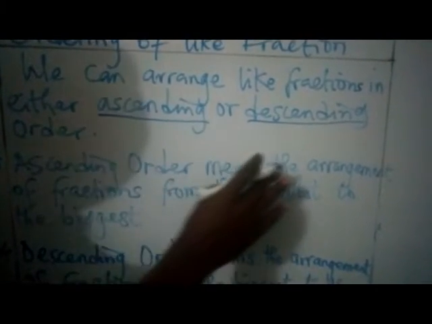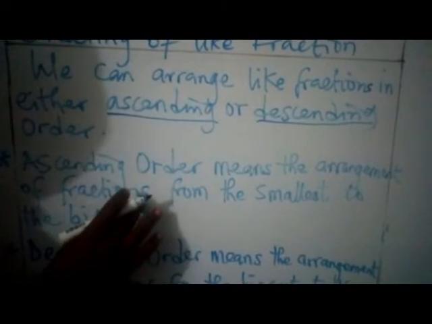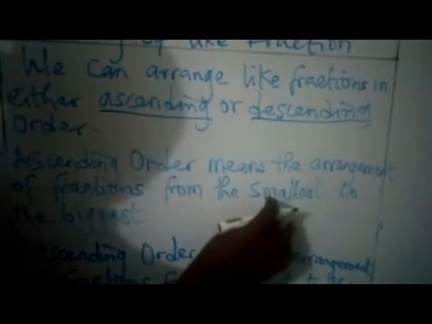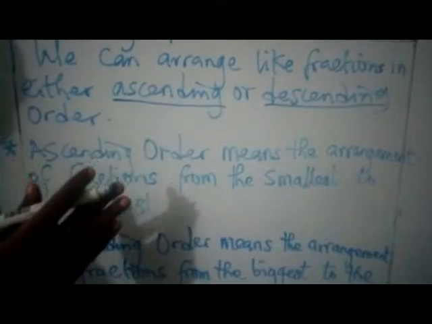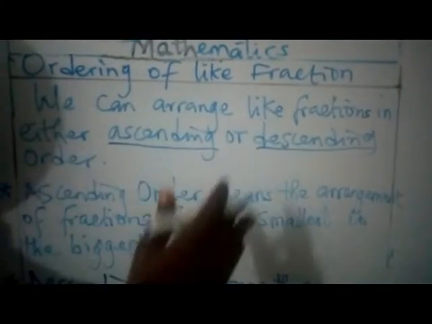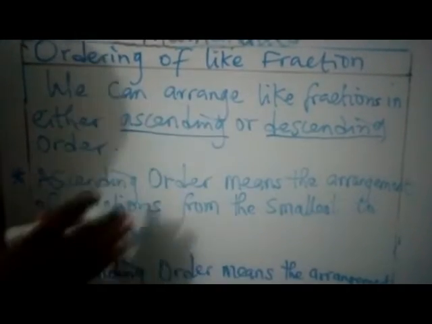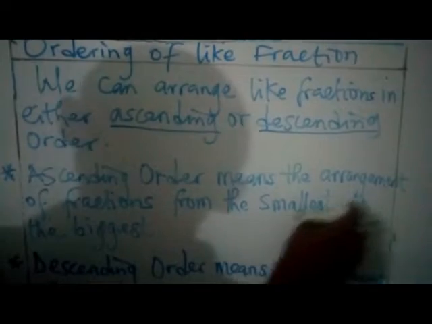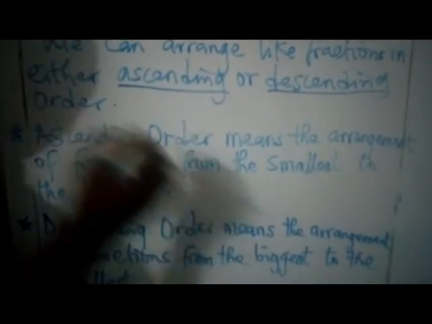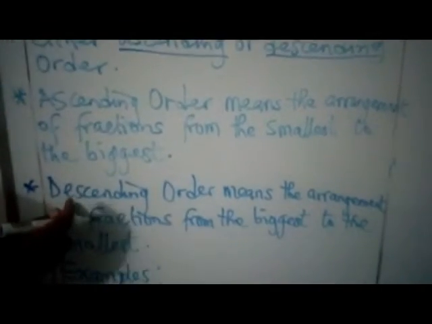Ascending order means the arrangement of fractions from the smallest to the biggest. The arrangement of what? Fractions. It can be numbers, but because we are considering fractions here, that's why I wrote it is the arrangement of fractions from the smallest to the biggest. That's ascending order.